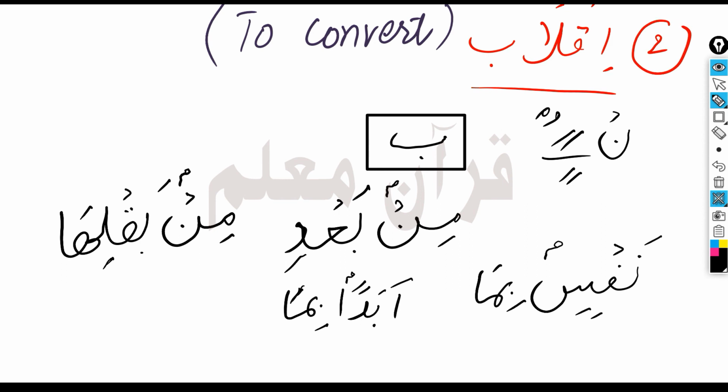Remember, when we have letter ba after noon sakin or tanween, this is called iqlab. Iqlab means to convert. What to convert? We need to change the sound of the noon sakin to mim. The noon sakin sound is also hidden in the tanween, so we change it. Abadam, not dan. So abadam bima, not abadan bima. It's not with the n. We convert the sound of the tanween, this noon sakin, to mim. Abadam bima, and we do the ghunnah.